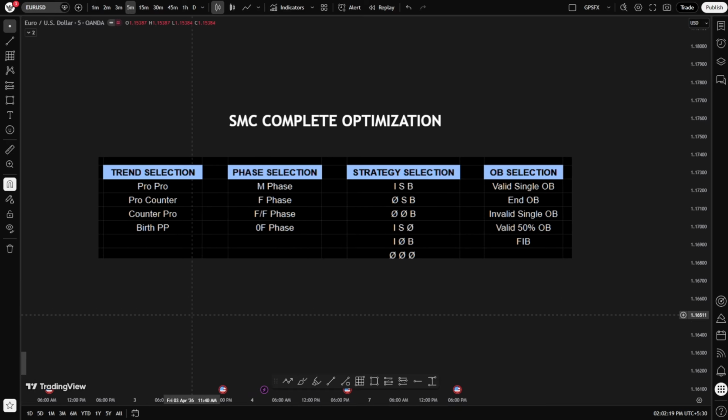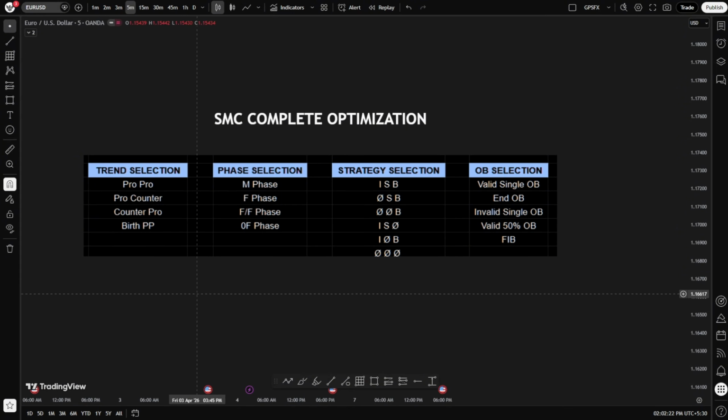So as you can see, I have categorized these optimizations into 4 different categories, right? So the first category is for trend. The second is for phase. Don't be scared if you don't understand this. I will be explaining everything. I will be taking my time. The third is for strategy selection. The same thing. Don't be scared. I will explain this. And the final is for order block selection.